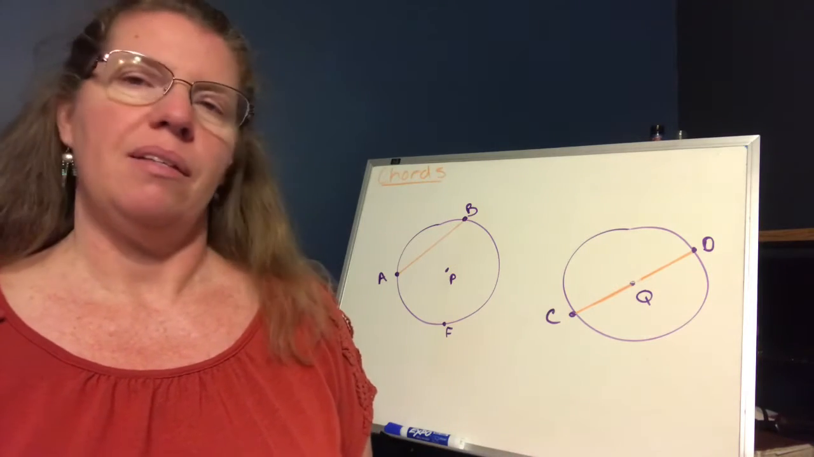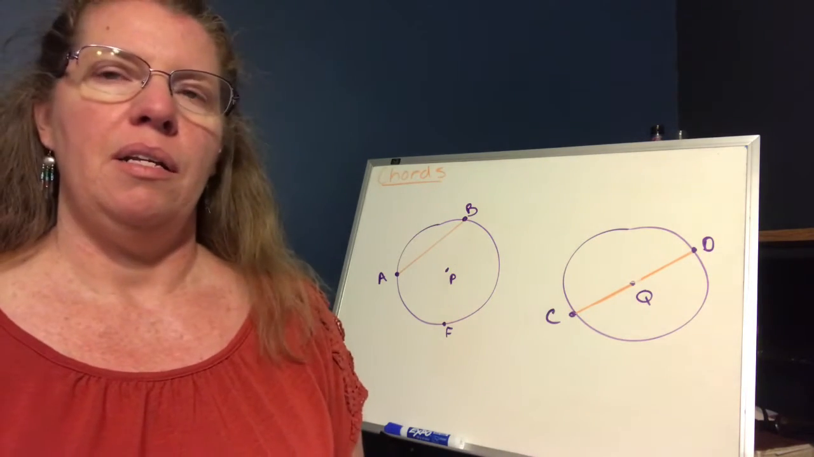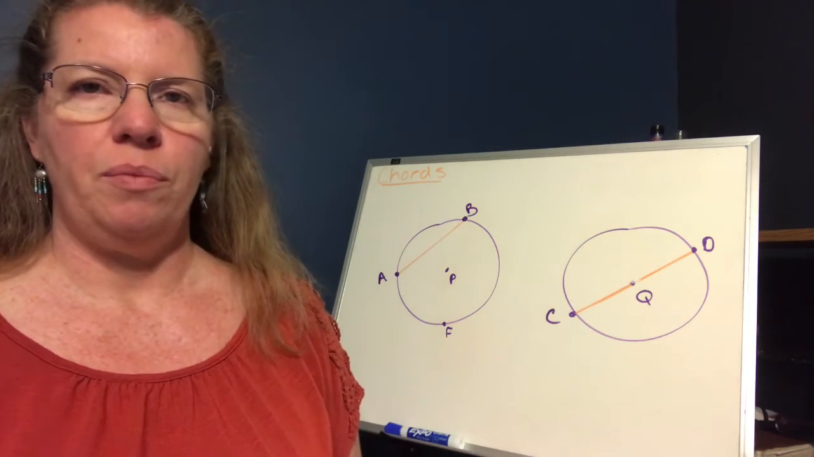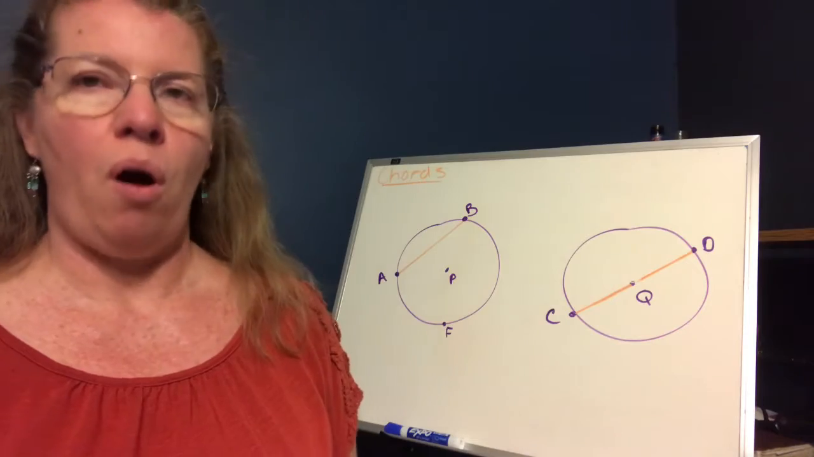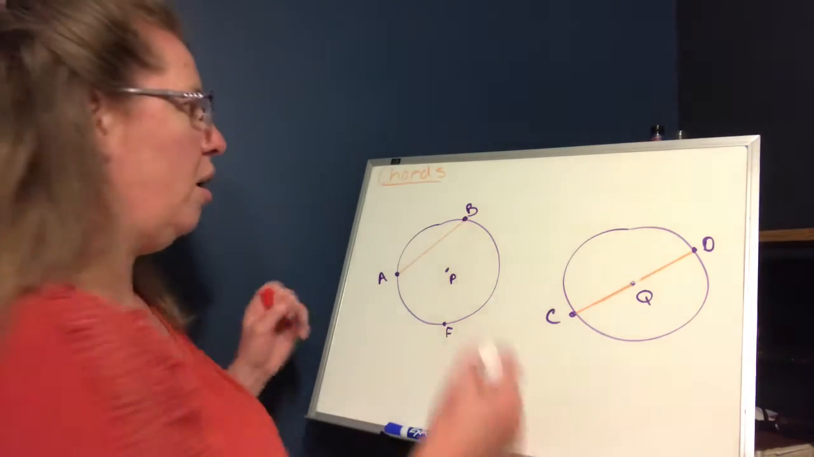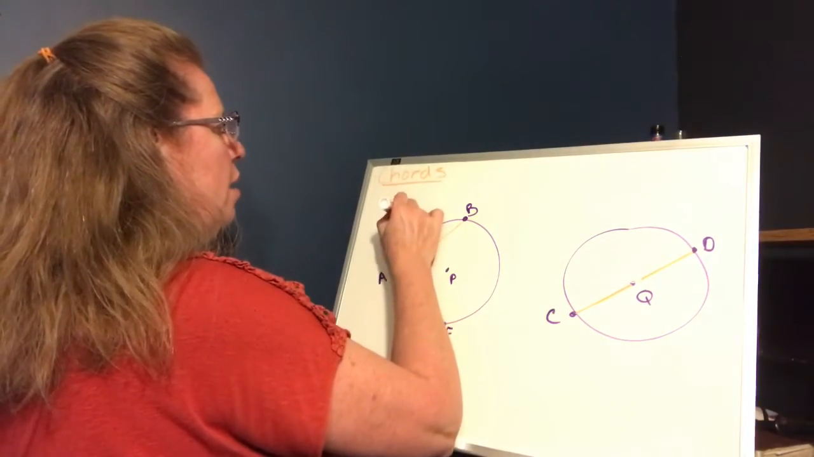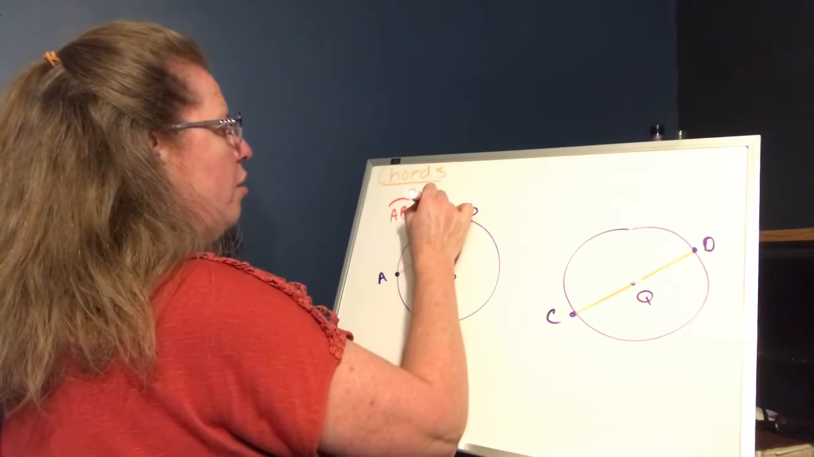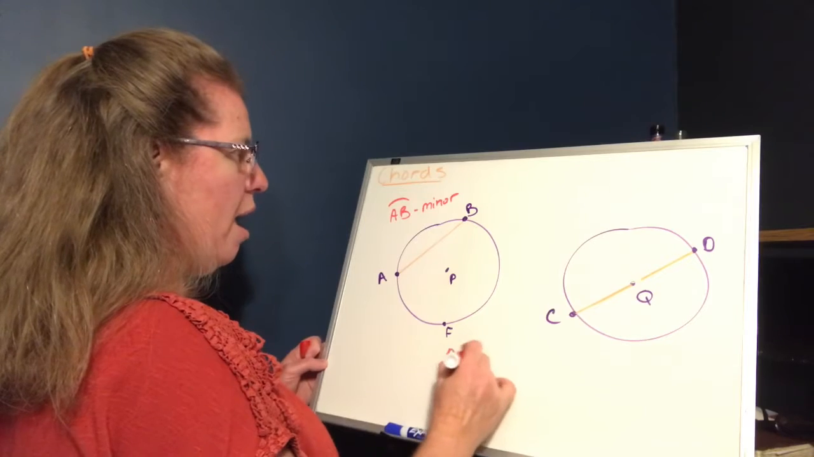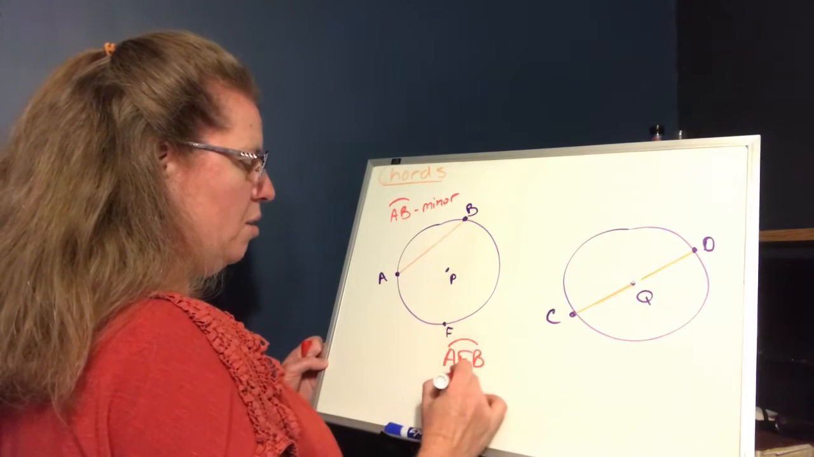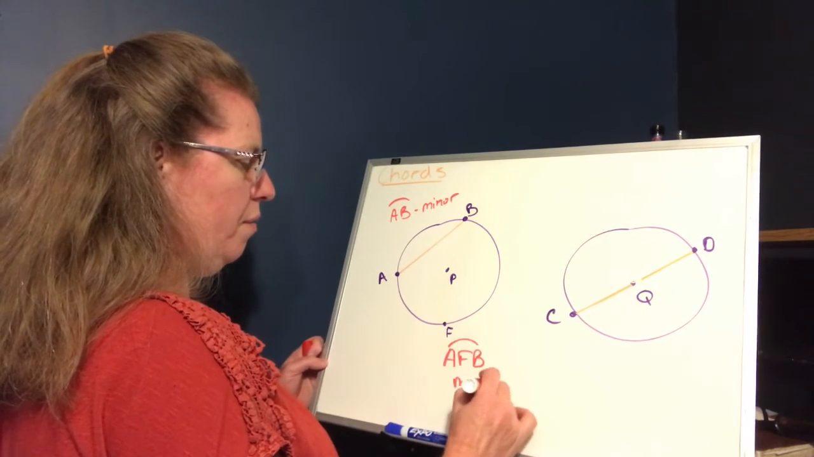Now we're going to mix that with what we did in section 2 about arcs. If you look at chord AB, it creates two arcs, a minor and a major arc. Arc AB is our minor arc, and arc AFB is our major arc.